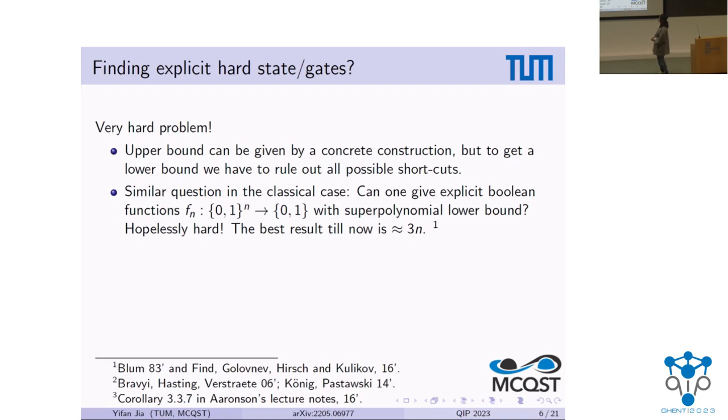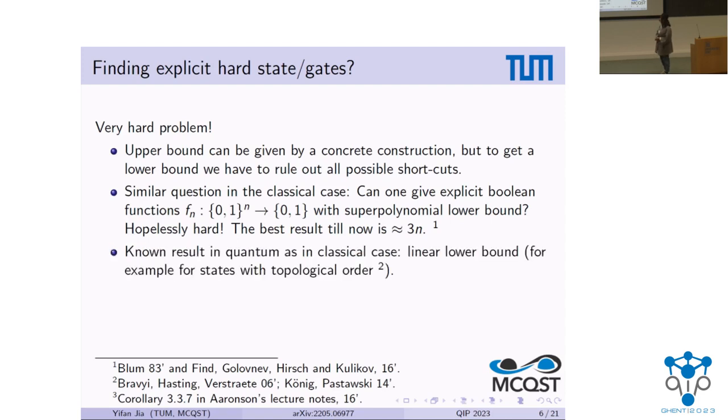This is also a very difficult problem in the classical case. Think of an n-bit Boolean function and some elementary operations with which you try to build it up. The question is, can we find some explicit Boolean function that really needs super polynomially many gates? However, this is hopelessly hard. If you find something in NP, you can even prove that P is not equal to NP by this. The best lower bound that we have here is very close to 3n. Since 1983, so for 40 years, we did not get even a 4n bound, a superlinear bound. So this is also hard in the classical case, and in the quantum case, what did we already know?